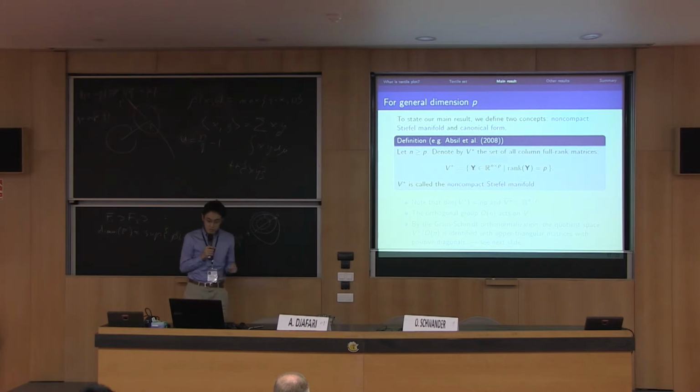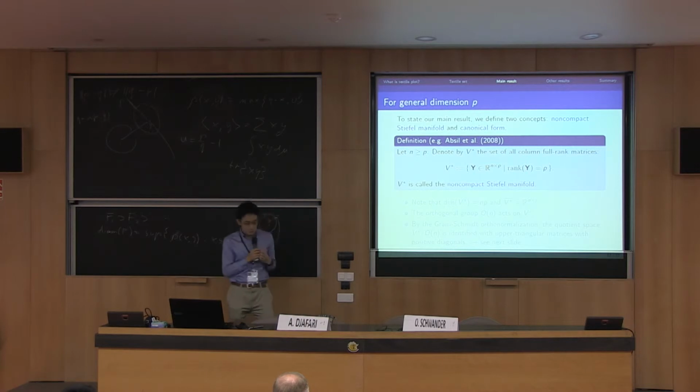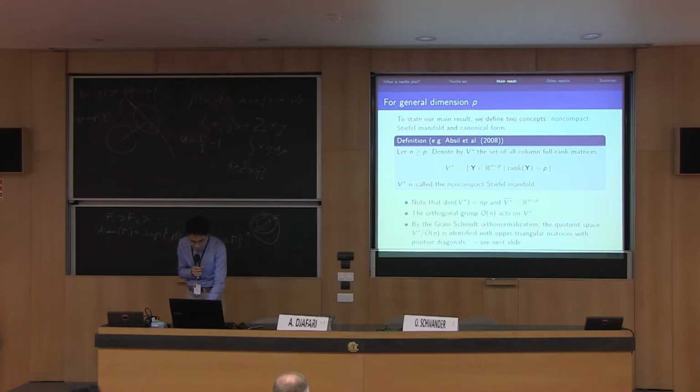Let n be greater than or equal to p. Denote by V star the set of all column full rank matrices, that is, rank Y is p. This is called the non-compact Stiefel manifold. The dimension of this manifold is np, and its closure is the whole space.